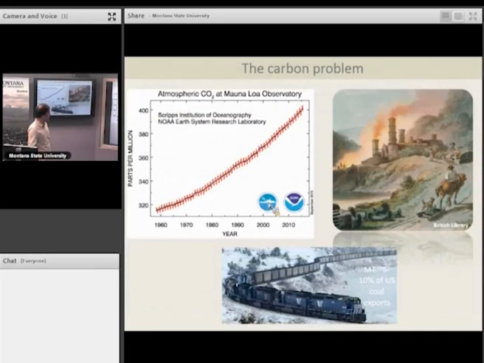So the motivation for a lot of the work in the group comes from what I call the carbon problem. As I'm sure everyone here is aware, CO2 is rising quite rapidly because of human activities.